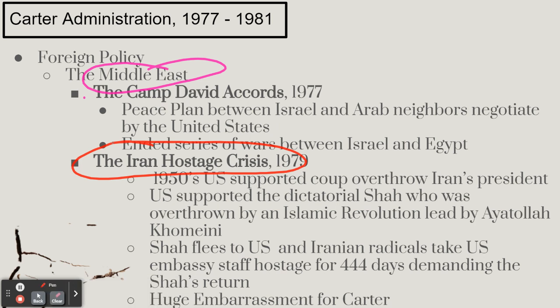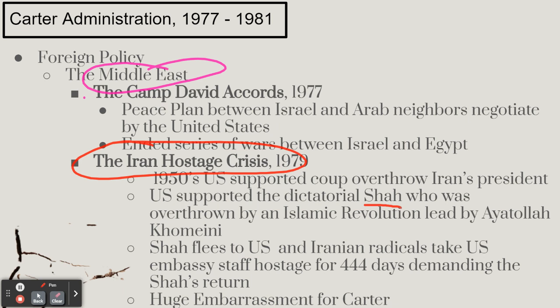So in the 50s, the United States supported the overthrow of Iran's president, and we put this guy, the Shah, in charge. And the Shah was a dictator. And he ran Iran with an absolute iron fist, used secret police, executed people, concentration camps, everything you can think of. But he supplied the United States with lots and lots of cheap oil.